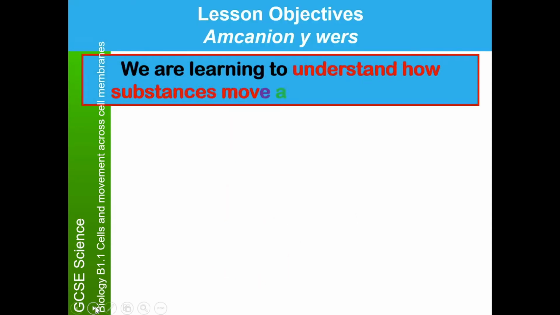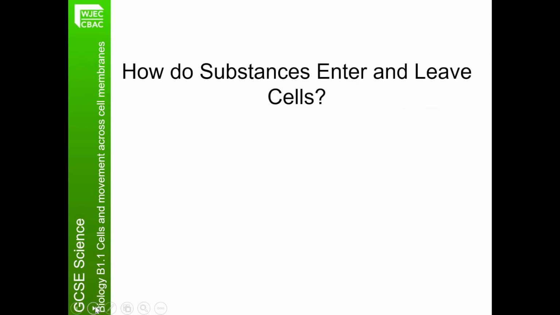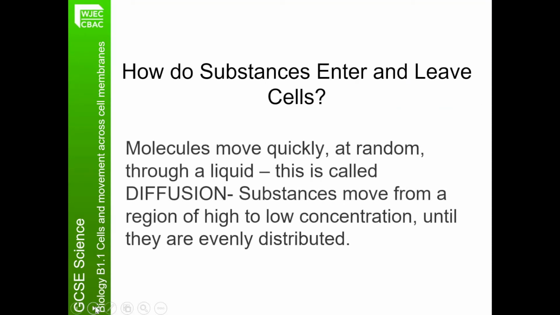So the lesson objective today is to understand how substances move across cell membranes, particularly looking at diffusion in this first lesson. Back in year 7, you learnt about particles in the topic solid, liquid and gases, and how the particles are arranged and the properties of solids, liquids and gases. You also learnt that as particles receive heat energy, they start to move faster.